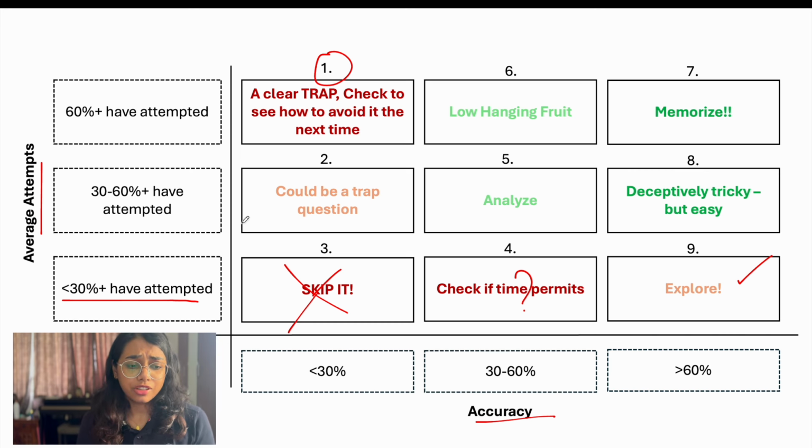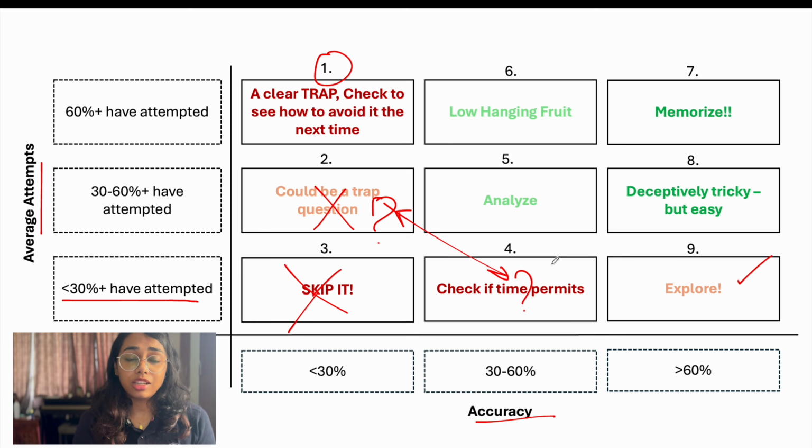Okay, now if 30 to 60% of people have attempted a question but less than 30% of people have gotten it right, it means it's a trap question. What do I mean by trap question? It looks slightly easy, but it is not easy. Okay, so ऐसे सवालों को भी आप इग्नोर कर सकते हो, but आपके पास टाइम बचा तो you can do it. So I would say 2 and 4 are on the same level. Okay, so if time permits, you consider it, otherwise chuck it.